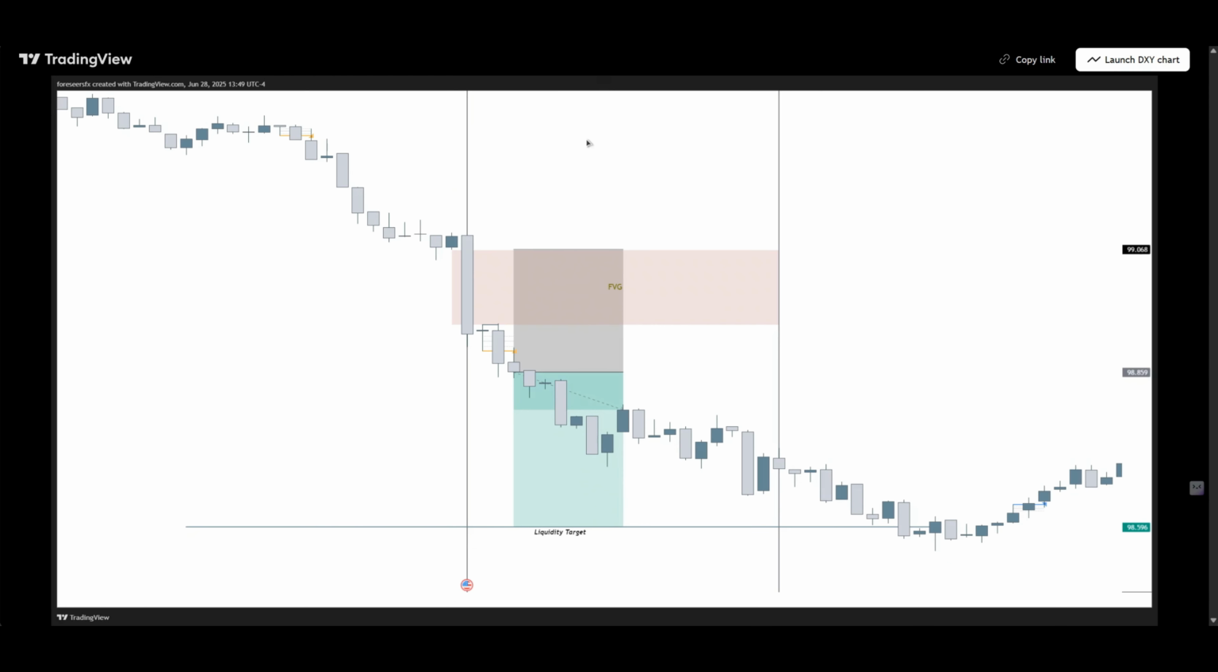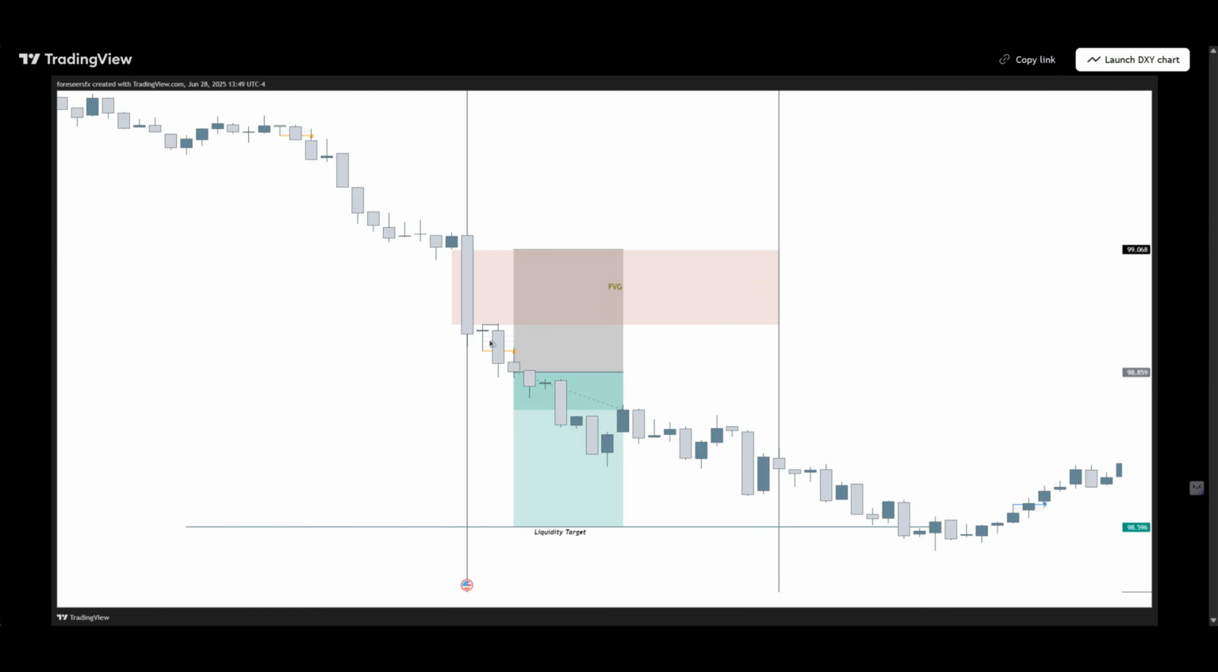Now, I have an example here. As you can see, I have a silver bullet entry. So what did price do? Price created an immediate rebalance, right? And yes, you can use opposite candles to form the immediate rebalance. You just want to have the same type of candles after the immediate rebalance has formed. So again, this is during the silver bullet hours.